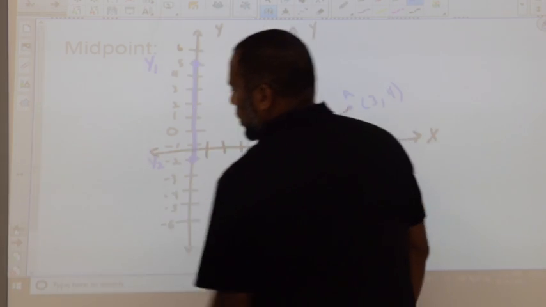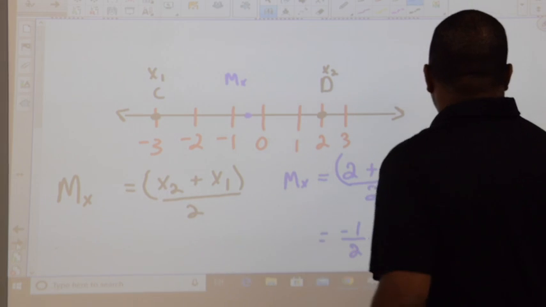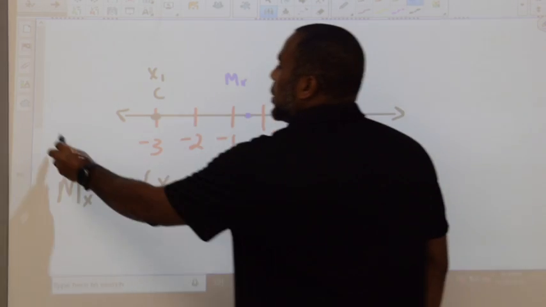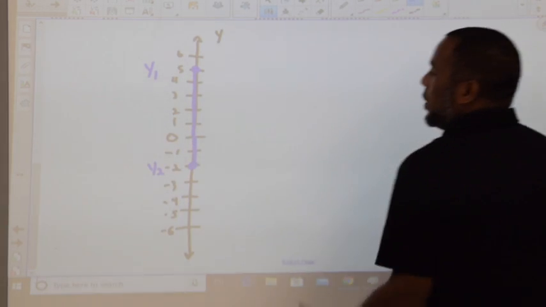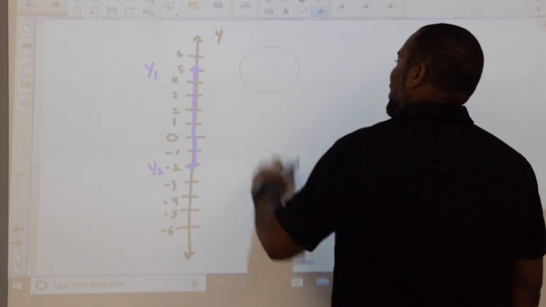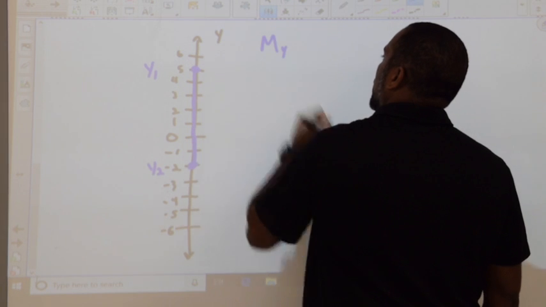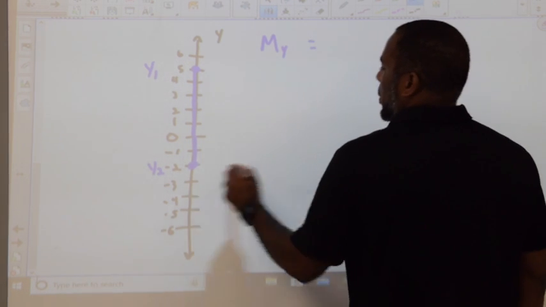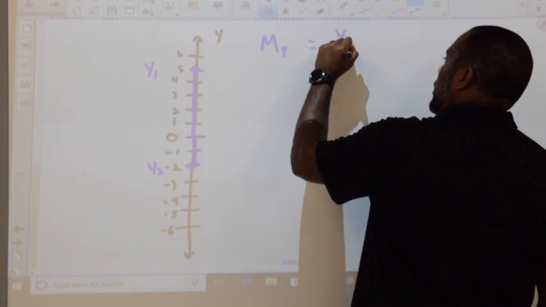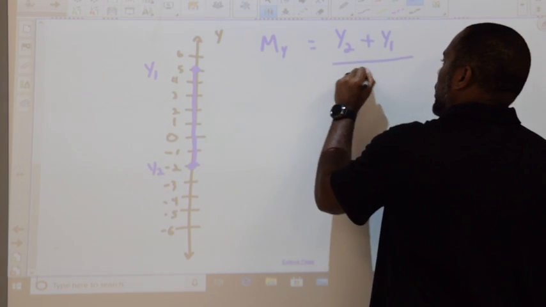What did I do here? I said x2 plus x1. So here, I'm going to say y2, so my middle in the y-axis is going to be equal to y2 plus y1 all over 2.